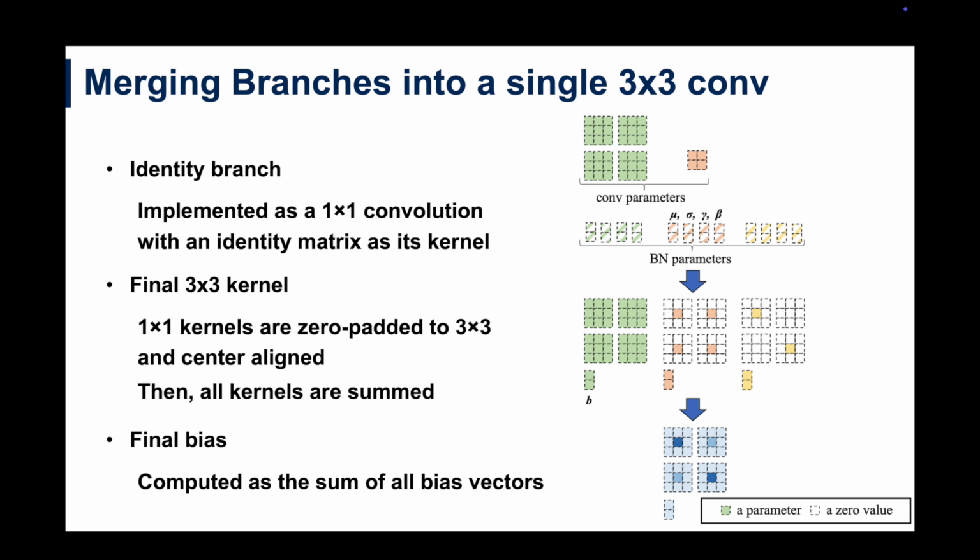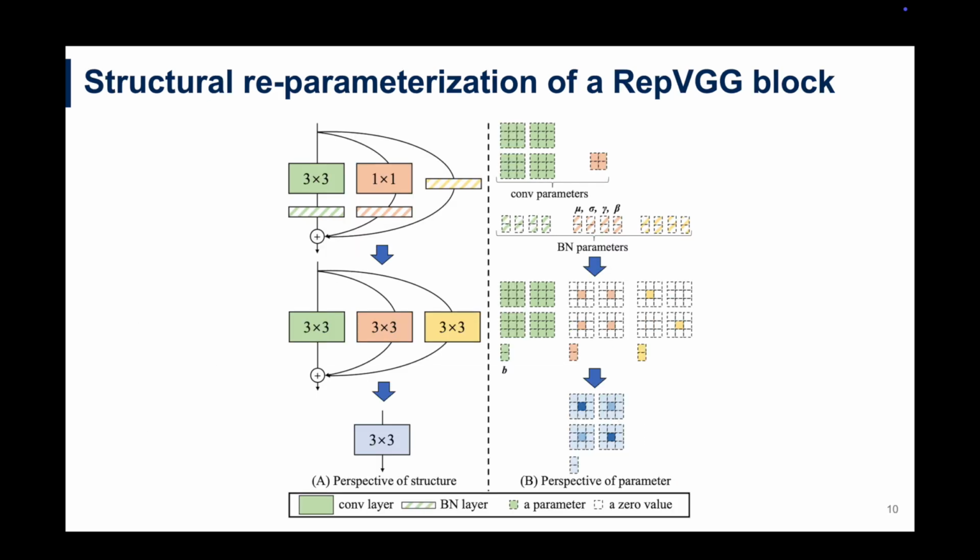Once all three branches are converted into the same 3x3 kernel format, we transform the batch norm layers in each branch into their equivalent linear operations as explained earlier. In the final step, we sum the resulting 3x3 kernels from all branches and also add their corresponding bias vectors together. As a result, the entire block can now be represented as a single 3x3 convolution operation with bias, significantly simplifying the model during inference. This diagram visualizes the transformation process from two perspectives, structure and parameter based.